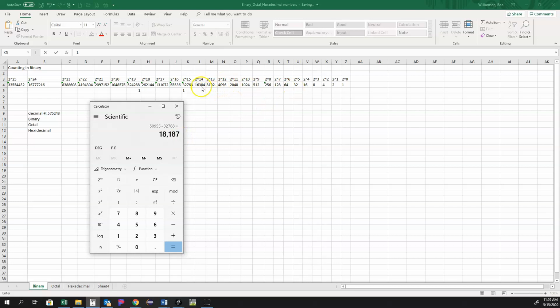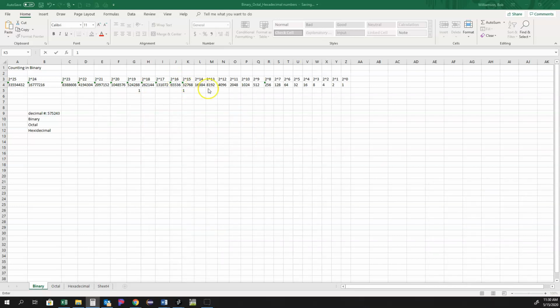Now I have 18,187 coming through here. I can take 16 from that, so I'm going to take that value from here. I'm going to minus 16,384, and I have 1,803 left. So I did take it and make sure I activate that place value.